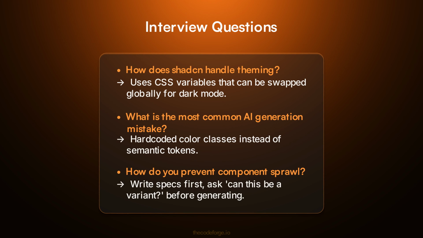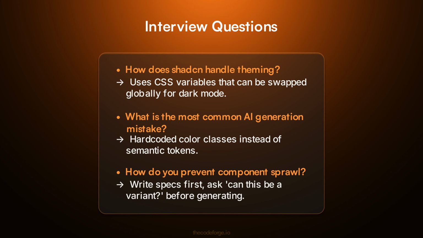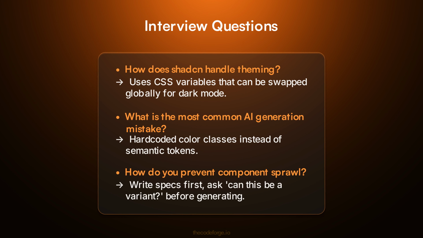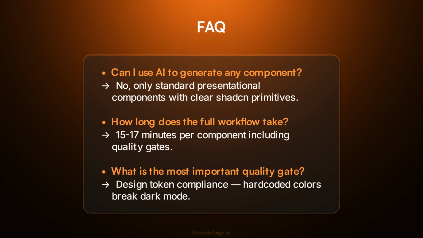Let's run through some common interview questions. How does shadcn handle theming? Uses CSS variables that can be swapped globally for dark mode. What is the most common AI generation mistake? Hard-coded color classes instead of semantic tokens. How do you prevent component sprawl? Write specs first, and ask, can this be a variant? Before generating. And a few frequently asked questions.